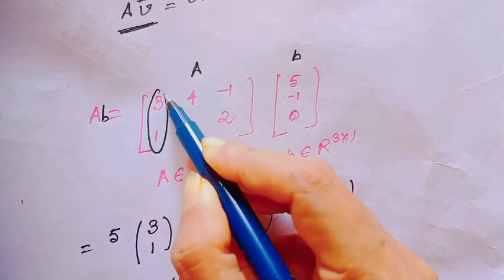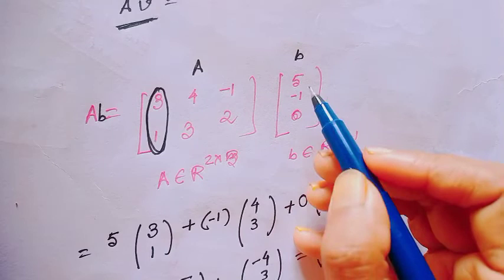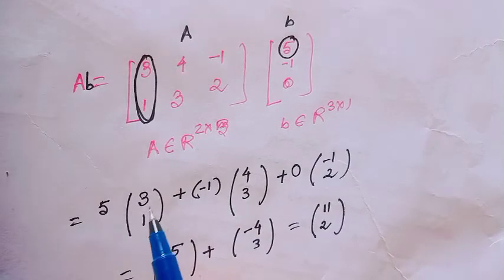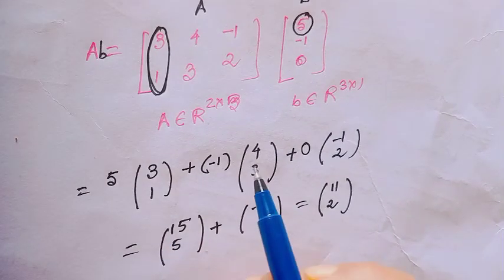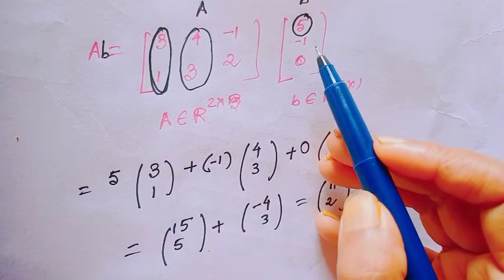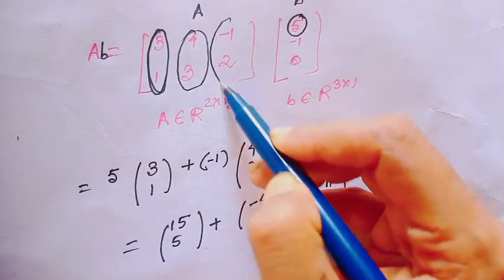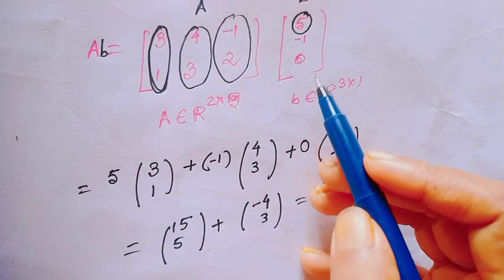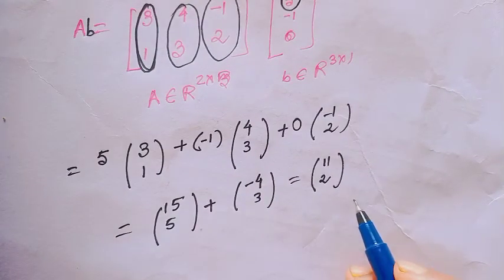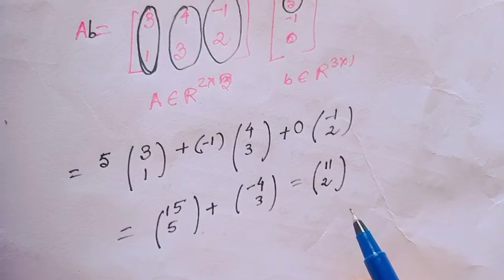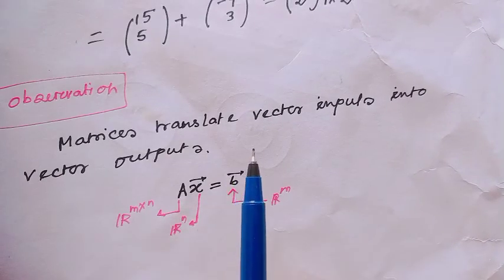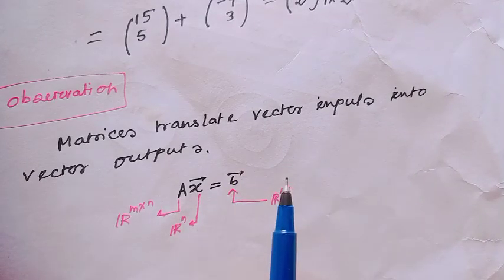Multiply the first column vector of this matrix by the first component of this vector, 5 times 3. Then multiply the second column vector by -1 and the third column vector by 0, and add them. Then this would be the new vector 11 2. Are you getting it? A nice observation is that matrices translate vector inputs to vector outputs.